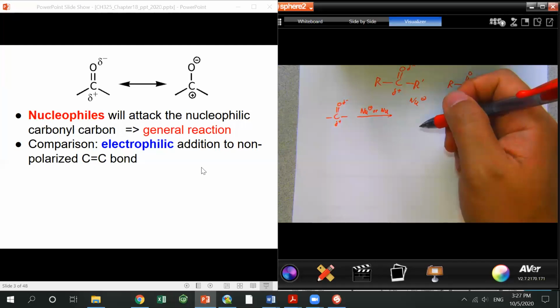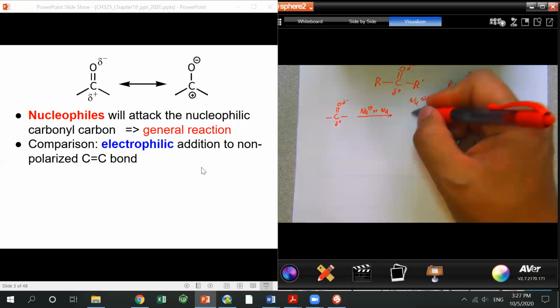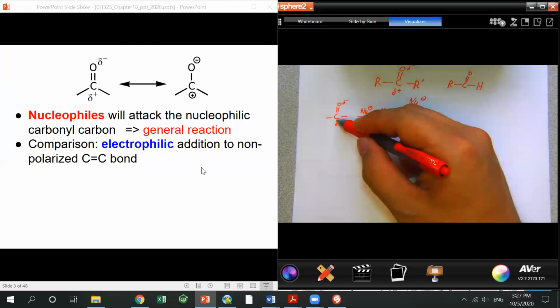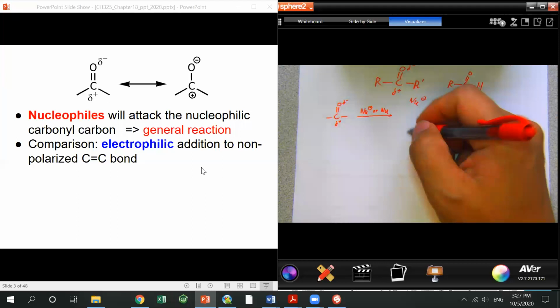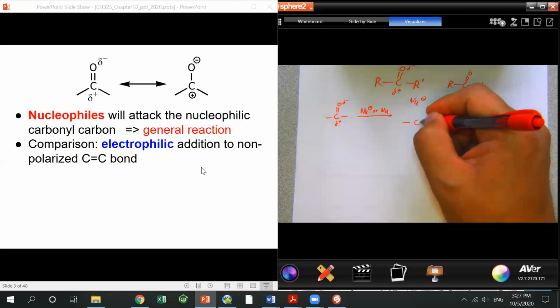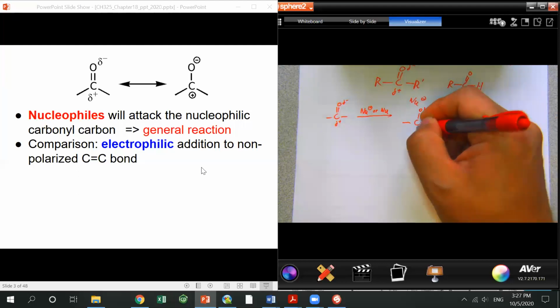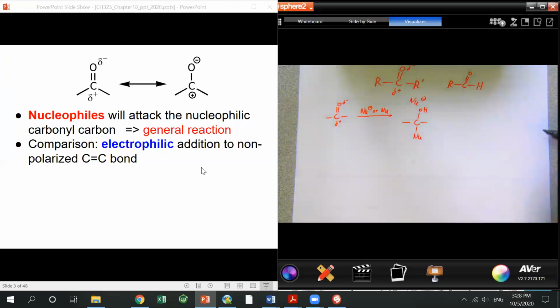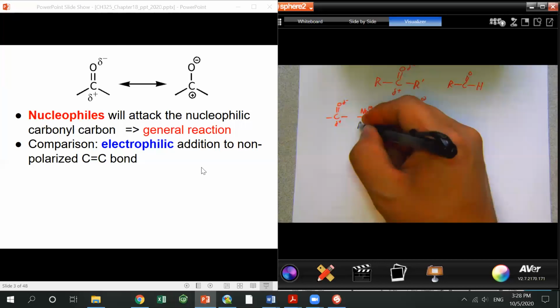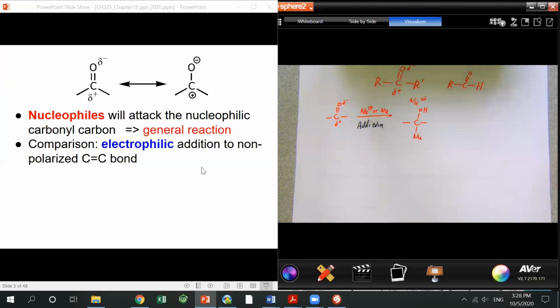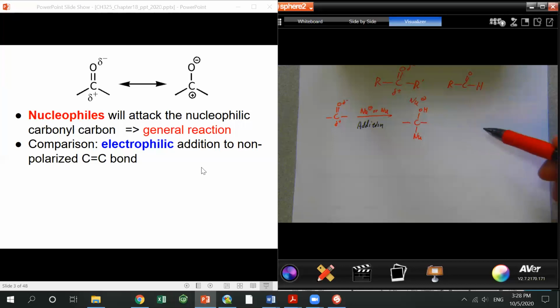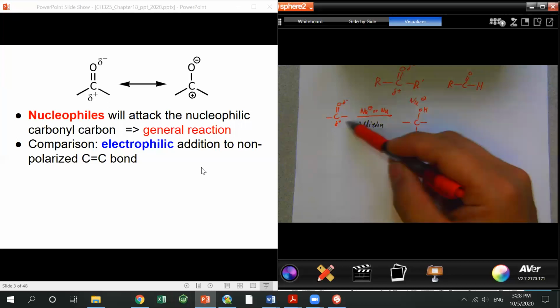This step we call addition. The nucleophile attacks the carbonyl carbon, opens the C=O bond, and then the oxygen picks up the hydrogen. Pretty straightforward. About half of the reactions we will learn in chapter 18 stop at this stage.